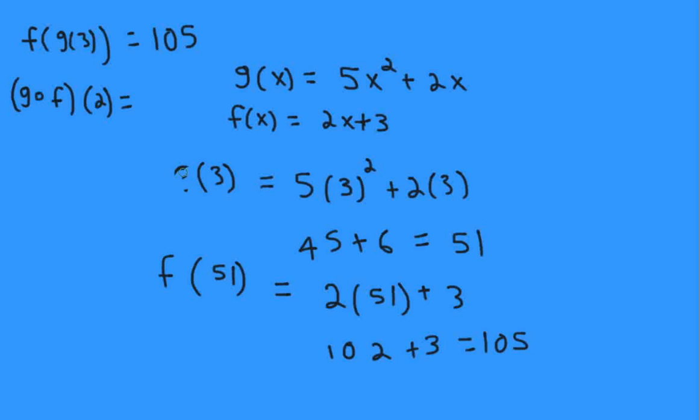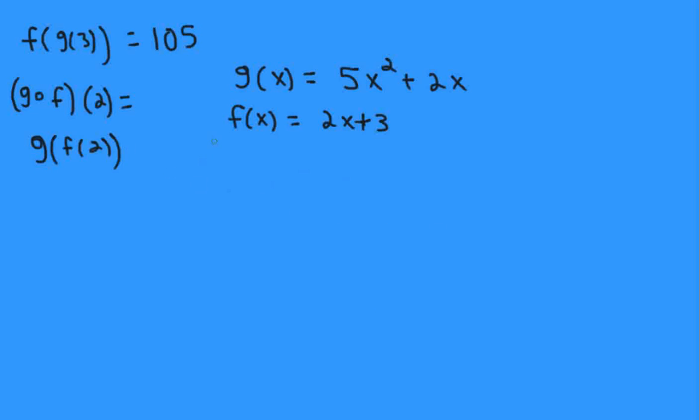Now we also can use a different notation. How we have the circle over here is basically telling us the same exact thing: g of f of 2. So whenever you see this symbol here, it's basically telling us g of f of 2. So to begin, what we're going to do is find f of 2. Our f of 2 is 2 times 2 plus 3, which is 4 plus 3, which equals 7.